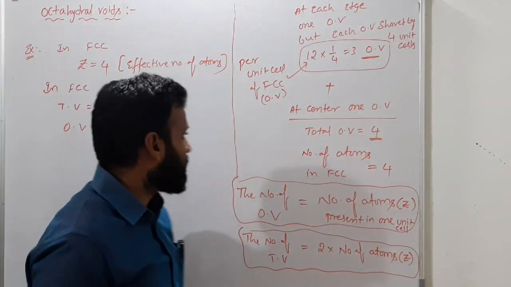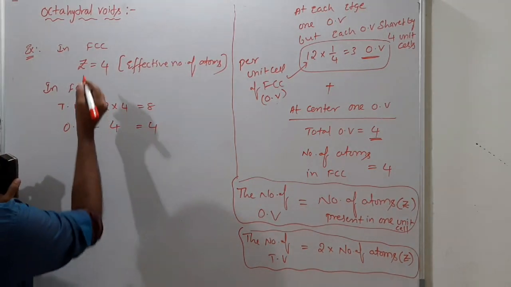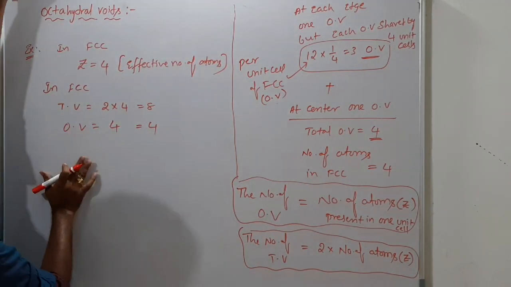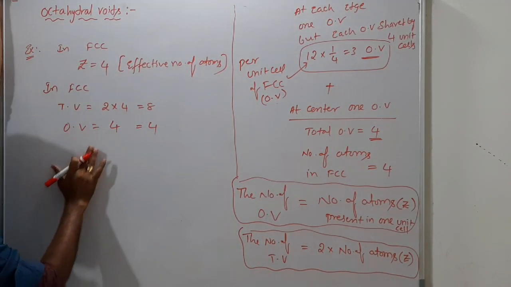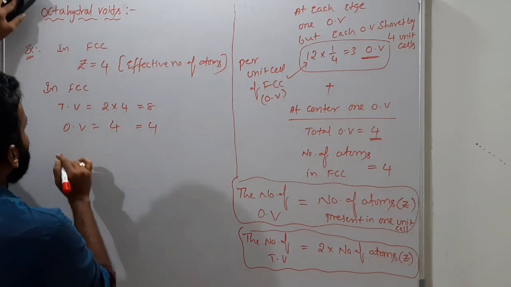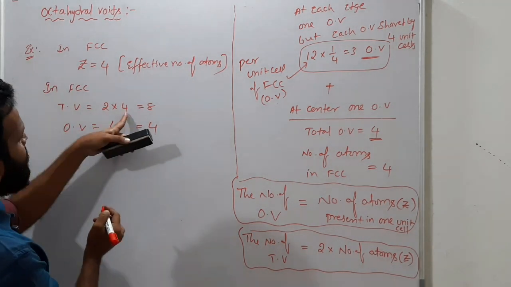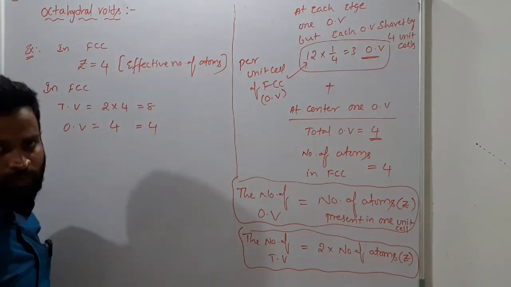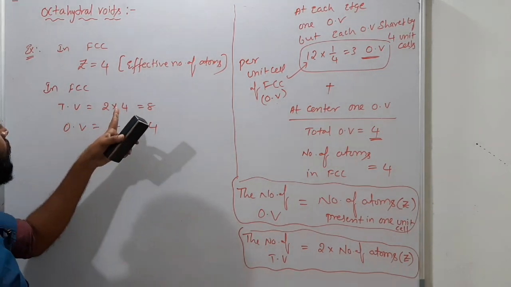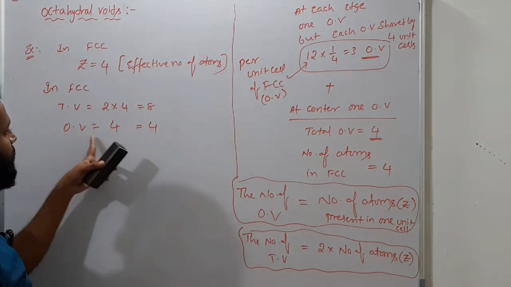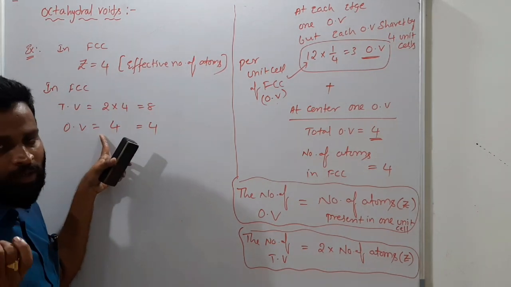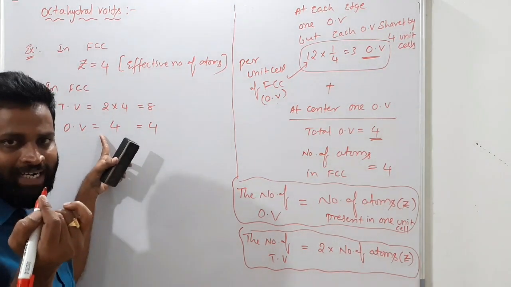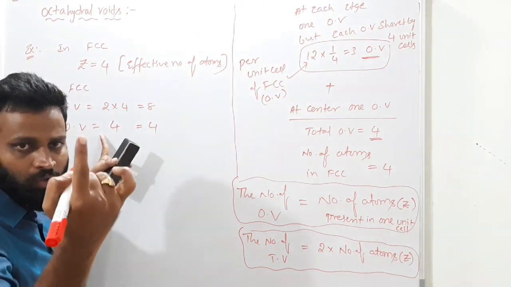So this is very important for us. Here I gave the example of FCC, the number of octahedral voids as well as tetrahedral voids. If BCC, tetrahedral voids are 2 into 2, that means 4, and octahedral voids are 2. Simple cubic: tetrahedral voids are 2 into 1, that means 2, and octahedral voids are just 1, because in simple cubic the effective number of atoms is equal to 1.